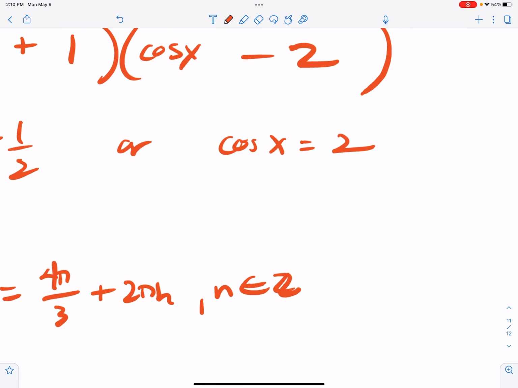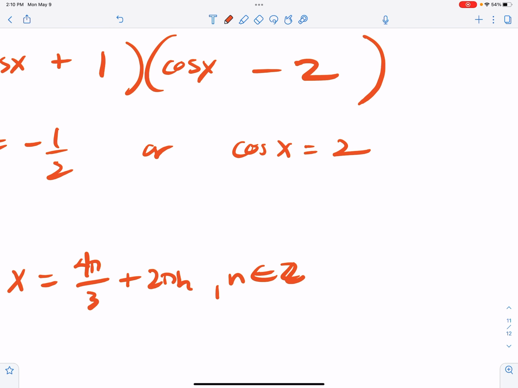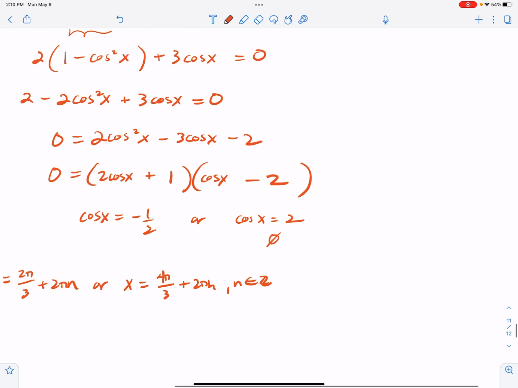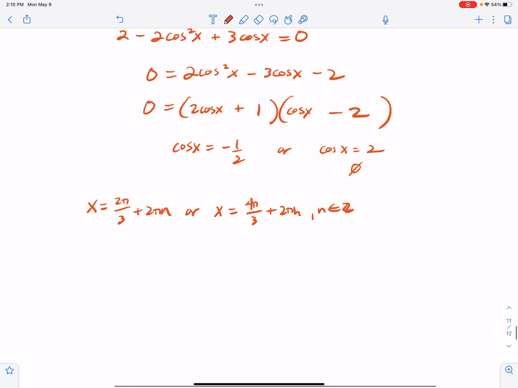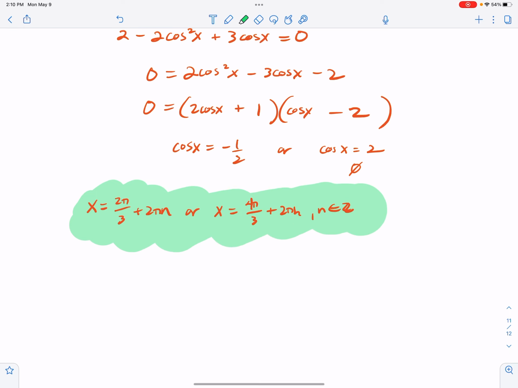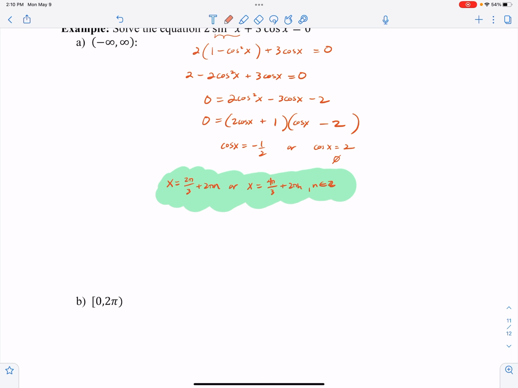Now for cosine of x equals 2, 2 is outside the range of cosine. Cosine oscillates between -1 and 1. There's no solution to that equation. So this ends up just being our general solution set. And then for solving from 0 to 2 pi, it would just end up being these values when n is equal to 0.